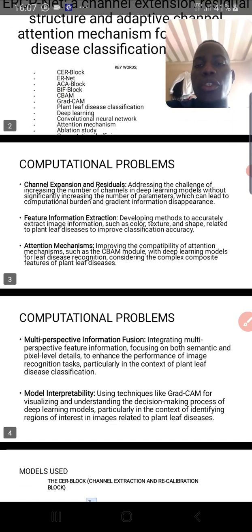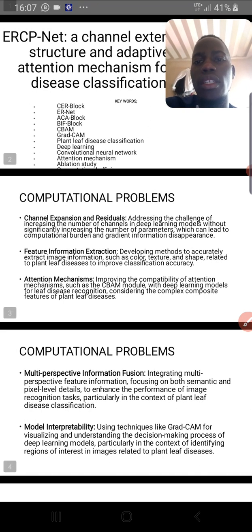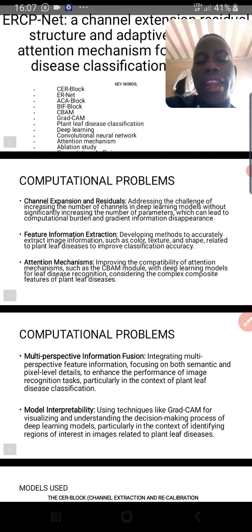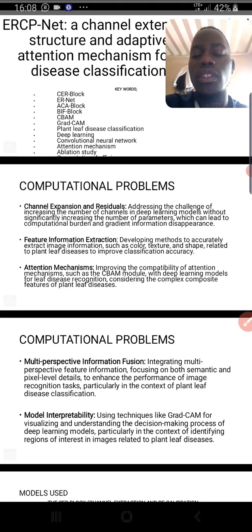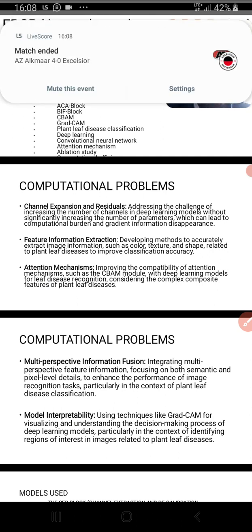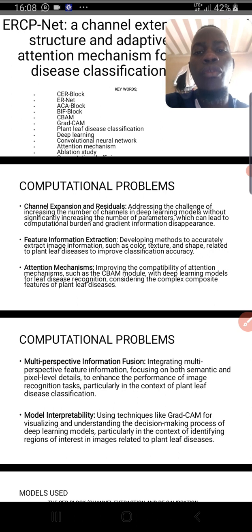First, I'll go through the computational problems, and we have channel expansion and residue. This structure is about expanding the channel, which is like increasing the number of channels, where input data is placed or received within the model. We want to increase the number of channels without increasing the number of parameters, because when you increase the number of parameters, the model is required to learn more.